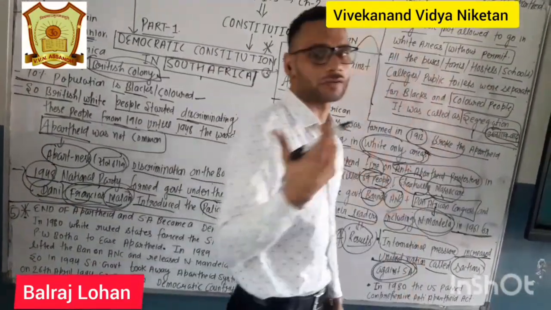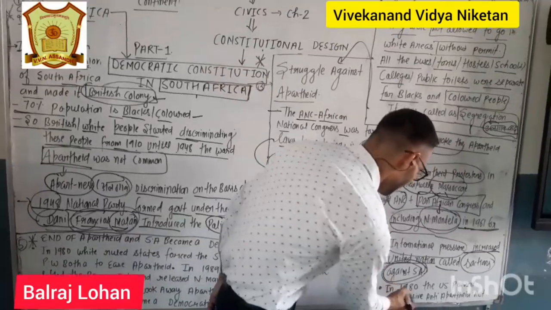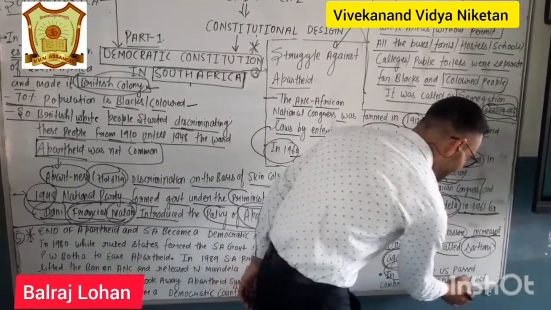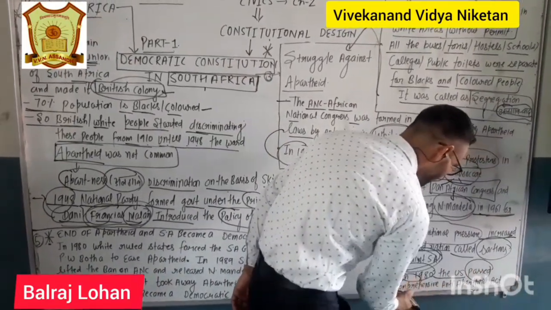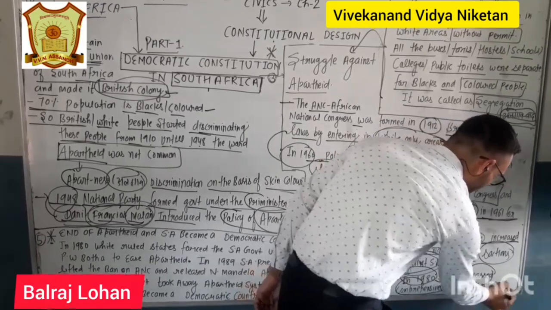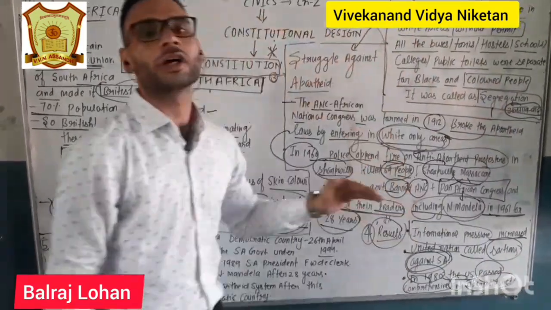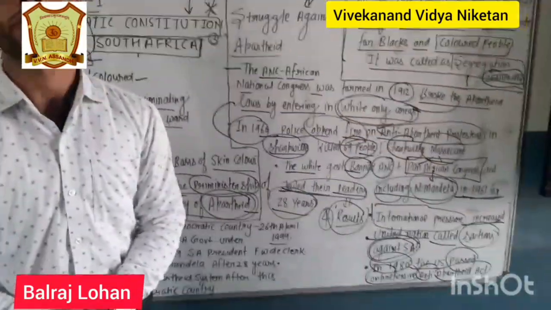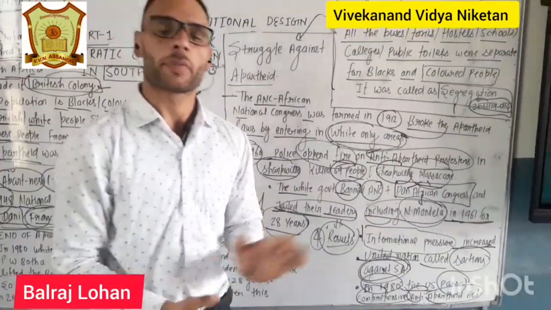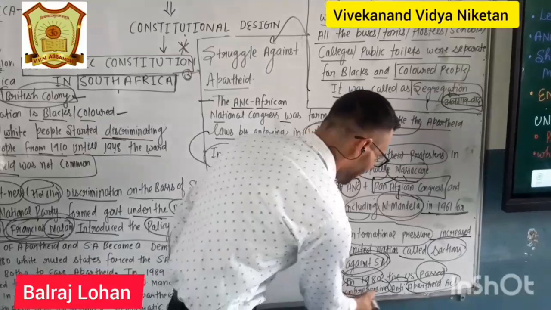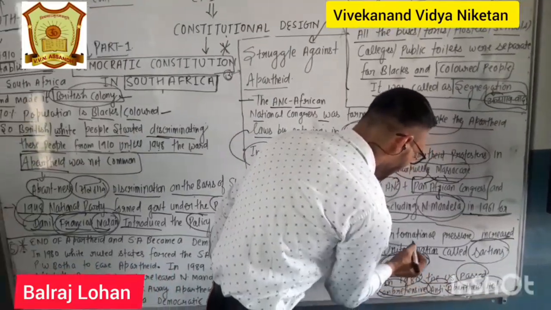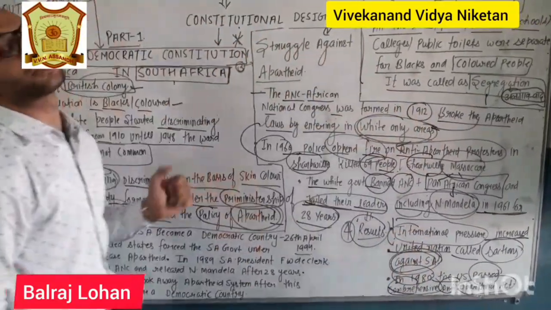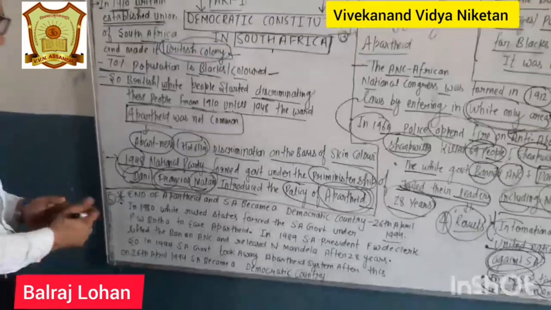It banned some South African parties, and in 1980 the US passed a comprehensive anti-apartheid act. It means we are opposing the apartheid system. So the United States of America passed the comprehensive anti-apartheid act in 1980. The third part of this is the end of apartheid.